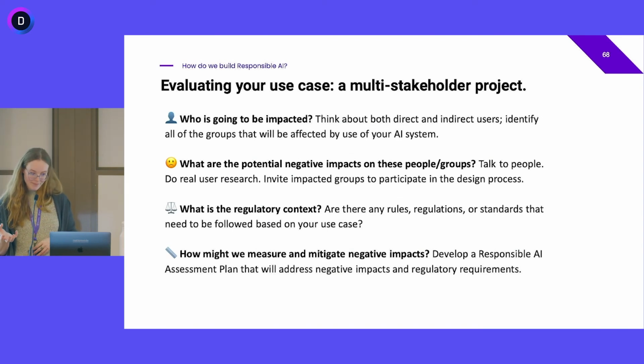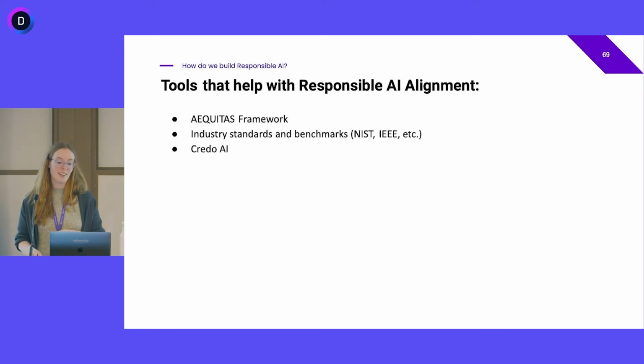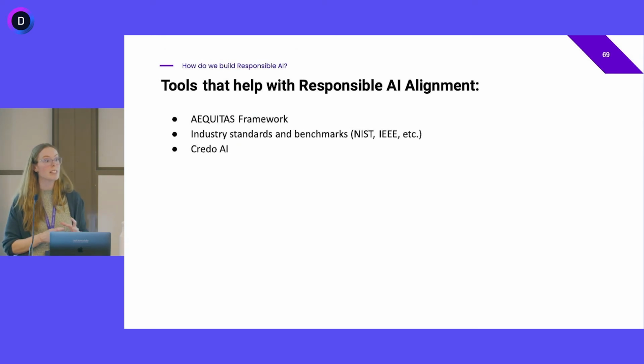And then the last piece, how do we measure and mitigate negative impacts? This is really all about translating those harms that you've uncovered into actual metrics, things that you can test for and things that you can make sure that you're mitigating during your development life cycle. And that translation of harms to metrics is really difficult. So that's where there are a set of tools that are being developed. And these tools range from open source tools like the Akitas framework, which helps you understand how to actually define and measure fairness for a given use case. Highly recommend checking it out if you haven't.